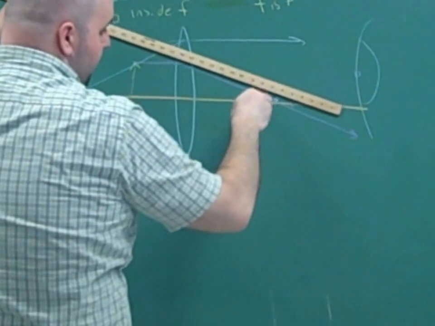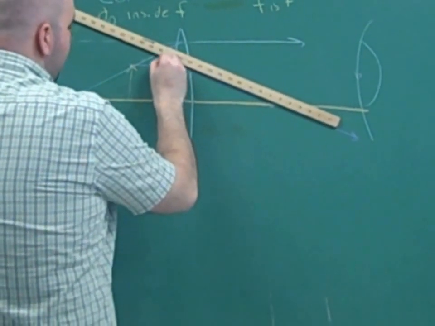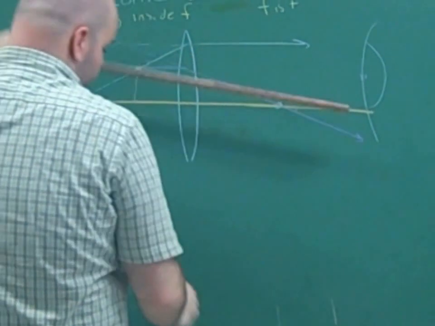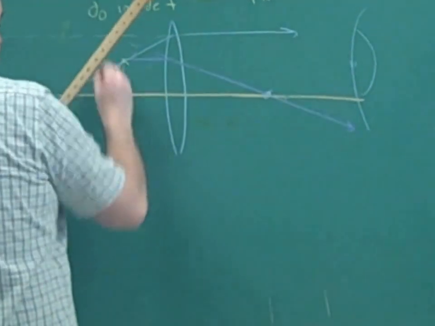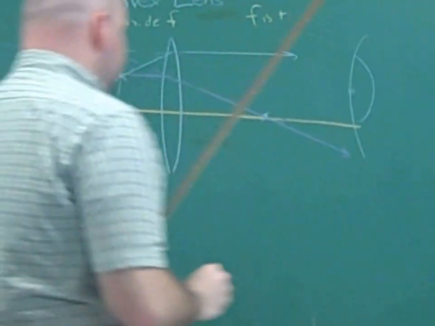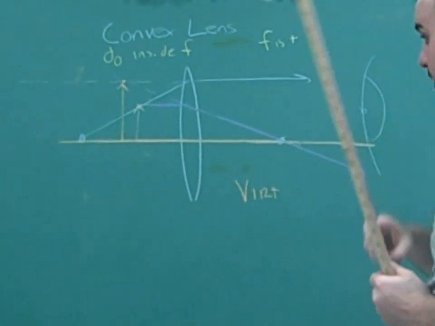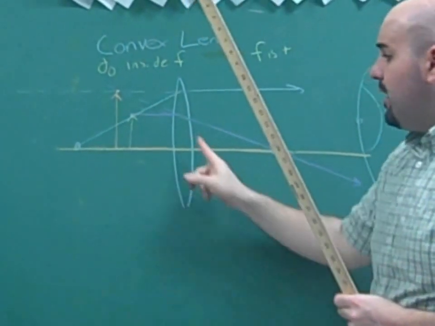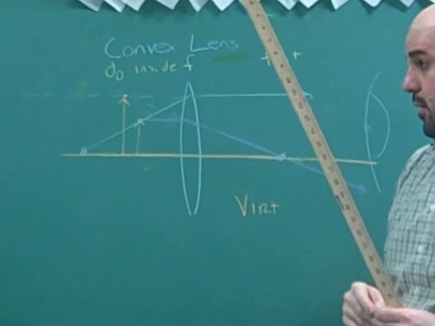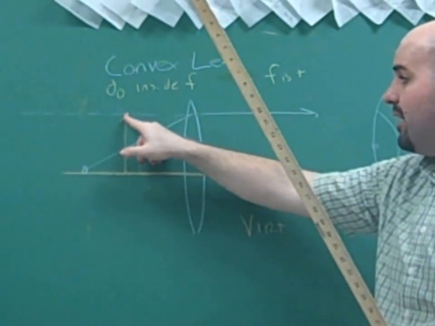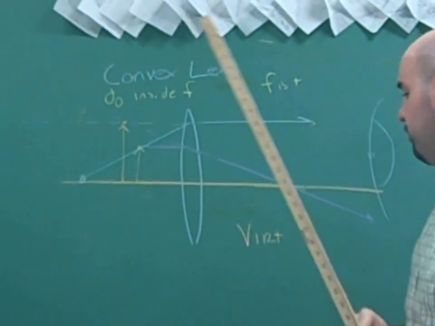I'm taking these two light beams and I'm making them extend back. I'm using dotted lines to show that. And here is that point. It is virtual for 3 reasons. It is upright. It is behind the lens where light shouldn't be. And finally, this is the point where light is scattering from, not combining from.